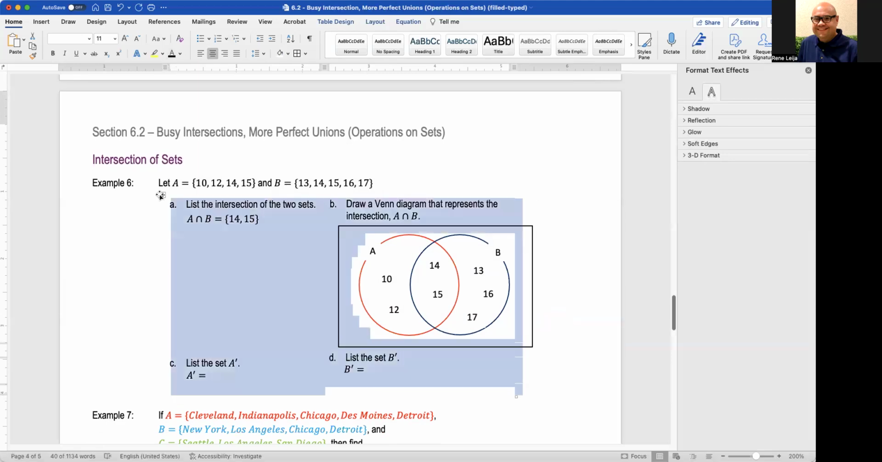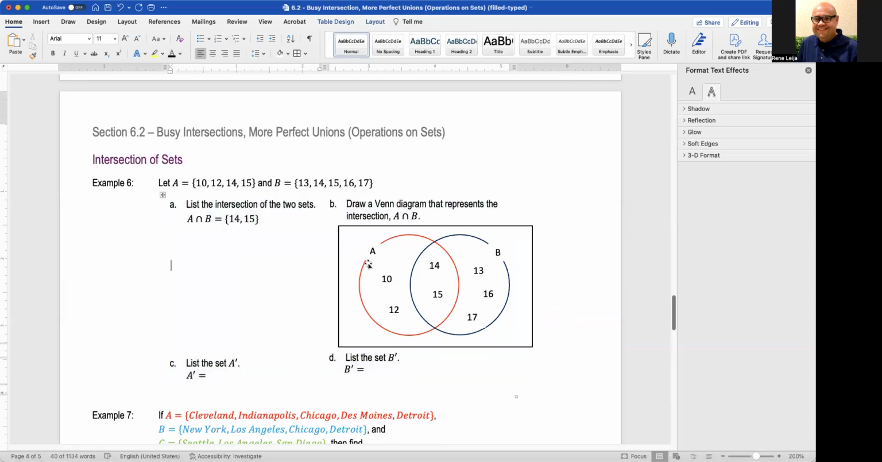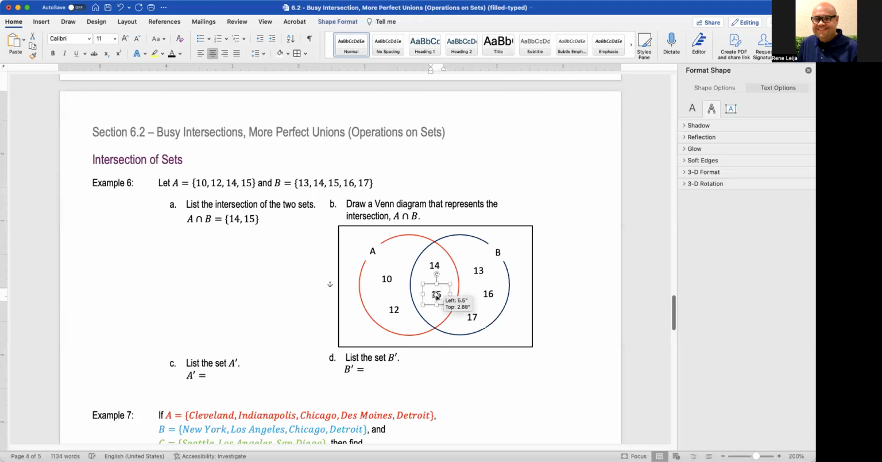So we can look at part B. It says draw a Venn diagram that represents the intersection. So since we have an overlap, that means that our circles for A and B are going to cross each other like this. And we know that the ones that go inside are going to be 14 and 15. That's the intersection of these two sets.